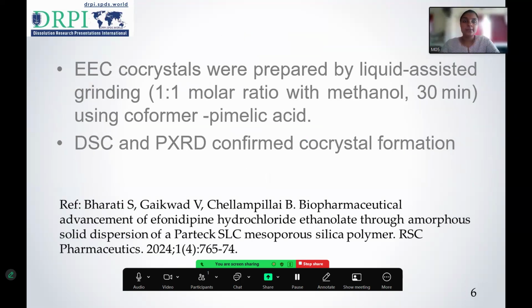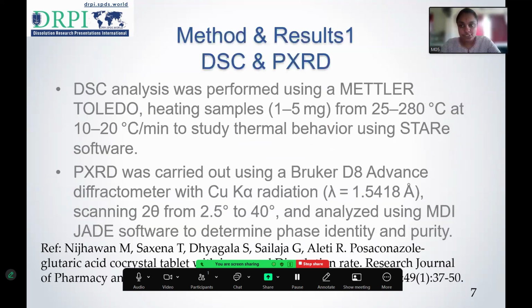These co-crystals were prepared by using liquid-assisted grinding method. Here, pimelic acid is taken as a coformer. The drug and the pimelic acid, that is the coformer, were triturated for 30 minutes by adding a small quantity of solvent, methanol. DSC and PXRD confirmed co-crystal formation.